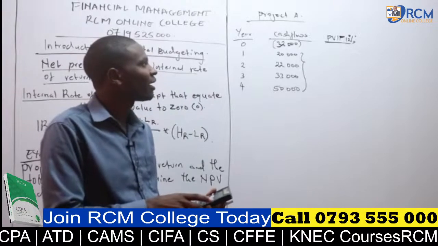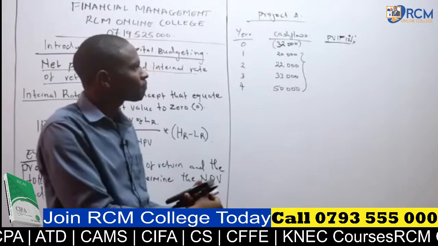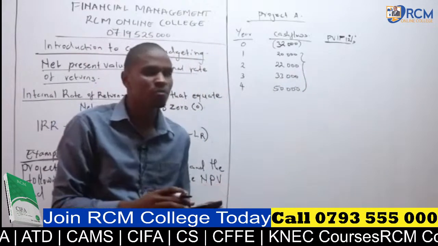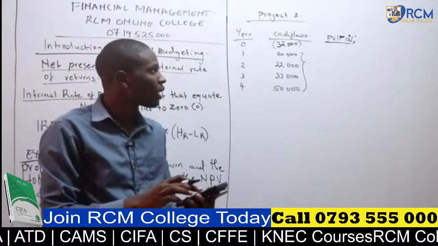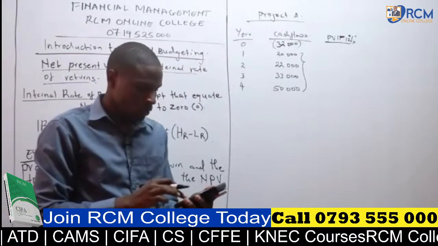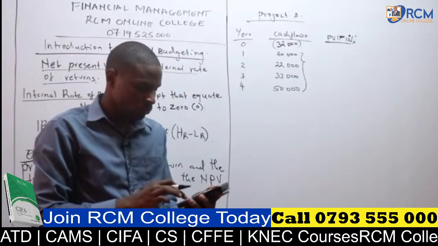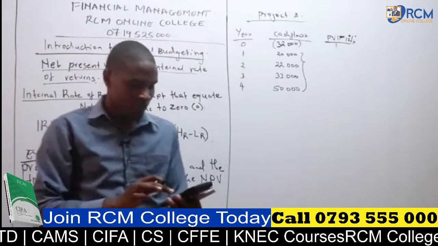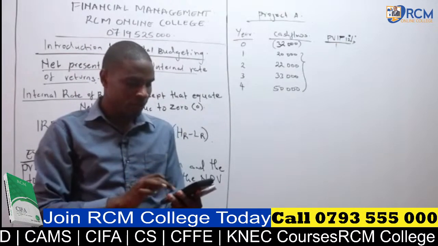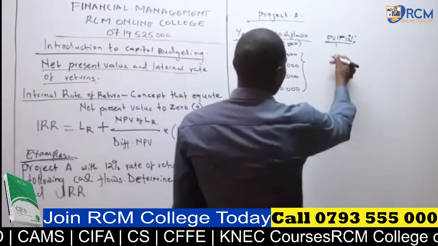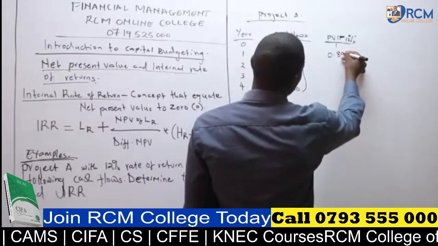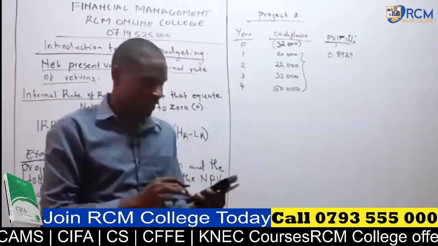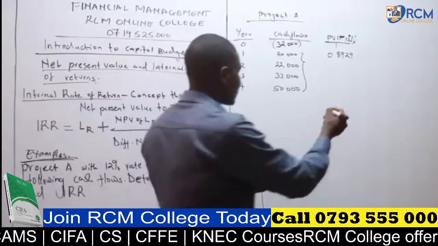Or I can as well say that this will be year 0. Remember, the formula of PVIF is 1 plus r raised to power negative n. So 1.12 raised to power negative 0 will be, of course, 1. I can just put 1 there, no worries. Then 1.12 raised to power negative 1 is 0.8929. For year 2, raised to power negative 2, 0.7972.